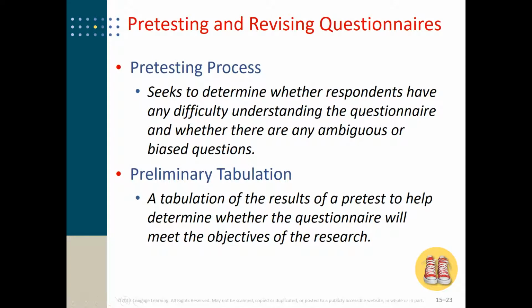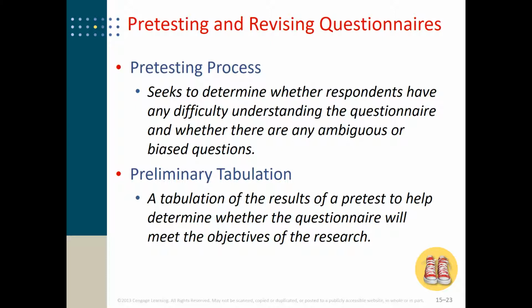Everyone. In this video, we will be talking about the last learning objective of this chapter, pretesting and revising a questionnaire. So this is an important question that we need to decide: whether the questionnaire will be pretested, and how do we revise our questionnaire. So first of all is pretesting.